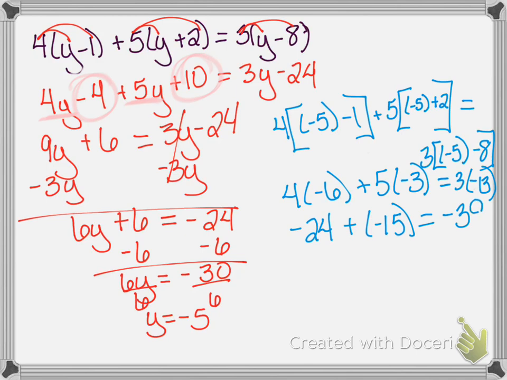Negative 39. Okay, and so now we end up with negative 39 equals negative 39. And that means that this value is correct. When I get negative 39 equals negative 39, that means that my y equals negative 5 is correct. Okay? Are we ready to move on to the next one? Okay. Here we go.